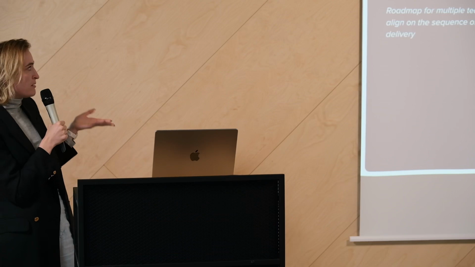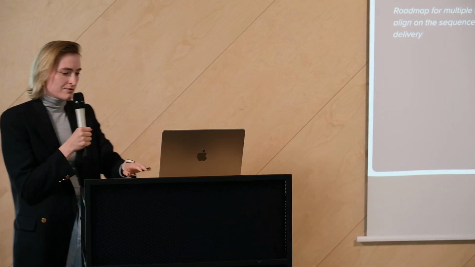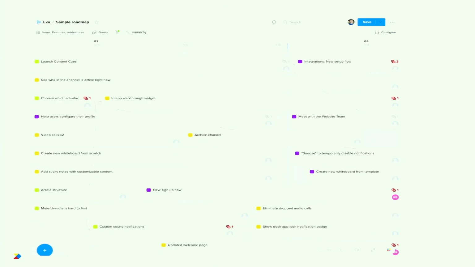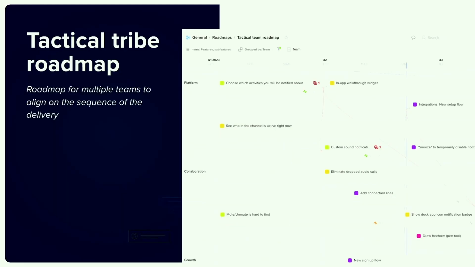Then you might end up with more of a tactical tribe roadmap. Remember this kind of roadmap, what I showed you before? That it was a mess. No swim lanes. It wasn't clear what each team is doing. A better version of that would be that you would have a team as a swim lane.